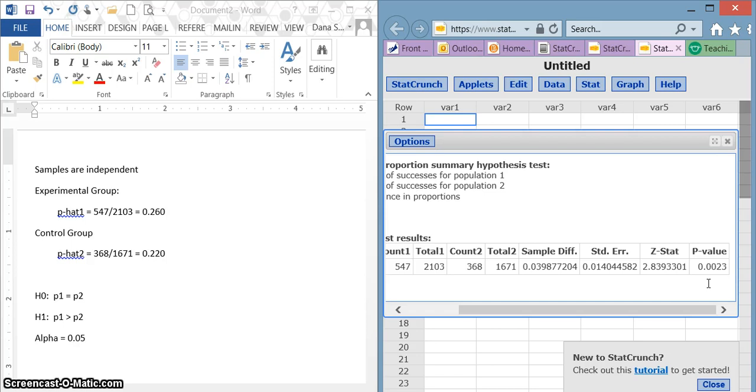Now remember, we compare the p-value to alpha. P-value is less than alpha, we reject the null hypothesis. There is sufficient evidence at the alpha equals 0.05 level of significance to conclude that the proportion of individuals taking Nasonex who experience headaches is greater than the proportion of individuals taking a placebo who experience headaches.